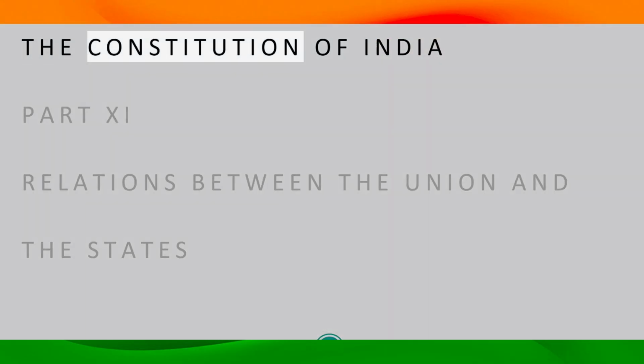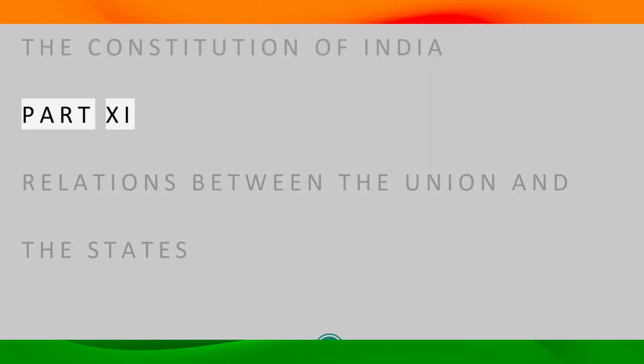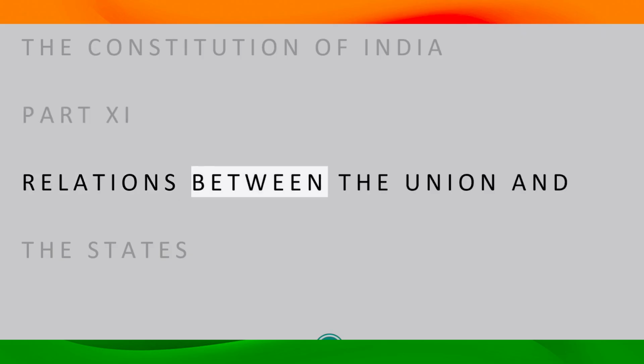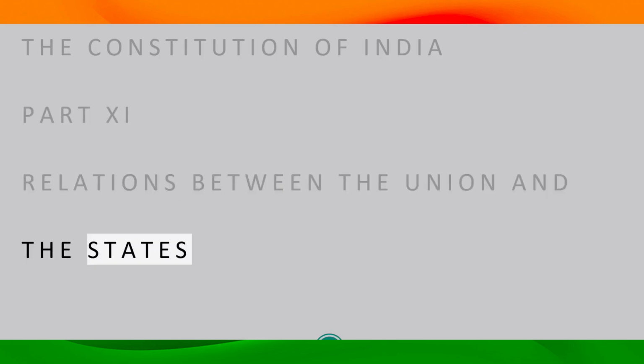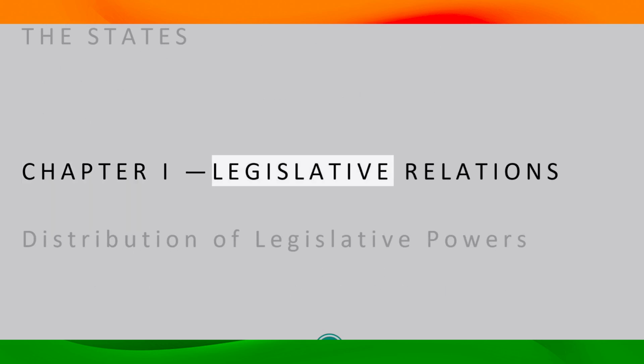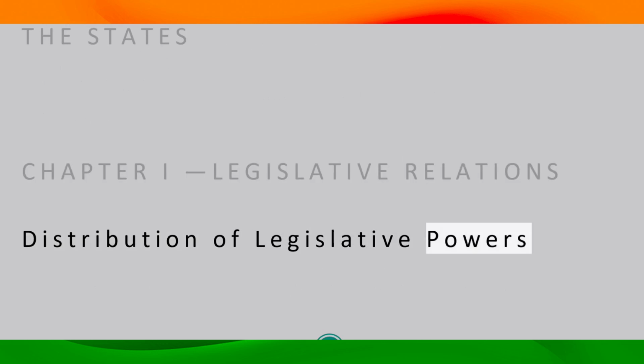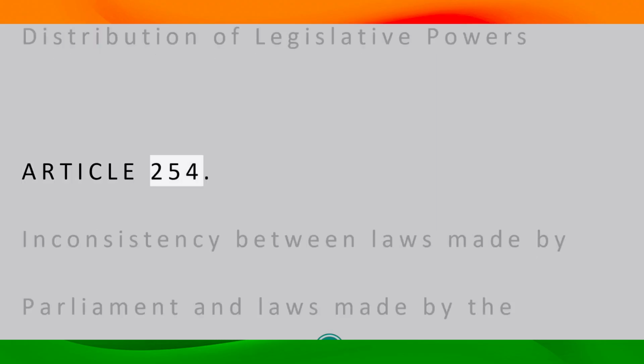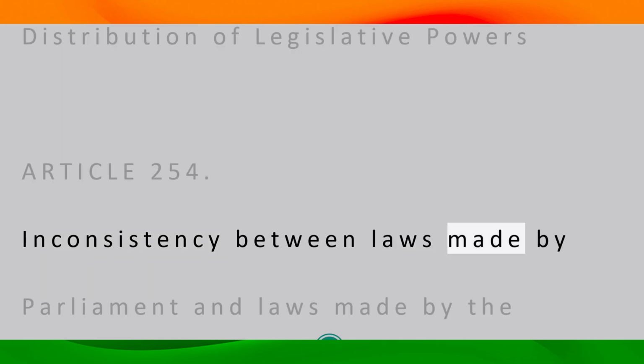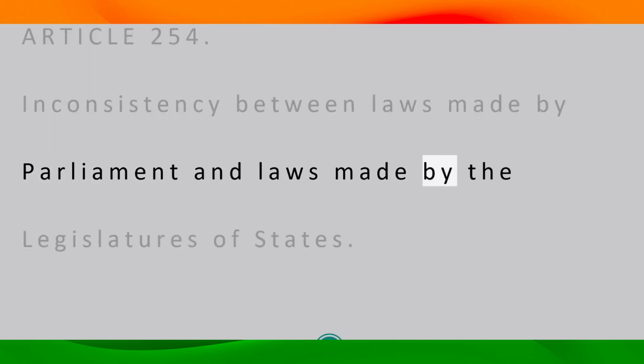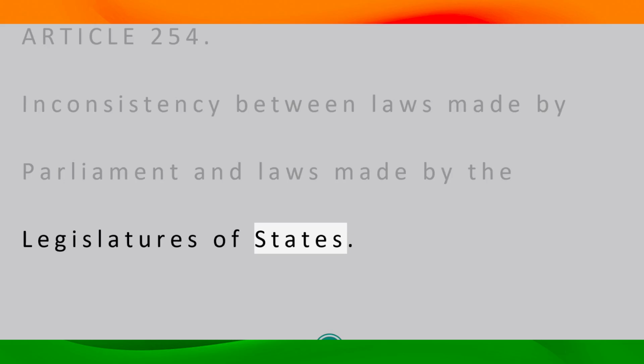The Constitution of India. Part 11. Relations between the Union and the States. Chapter 1. Legislative Relations. Distribution of legislative powers. Article 254. Inconsistency between laws made by Parliament and laws made by the Legislatures of States.